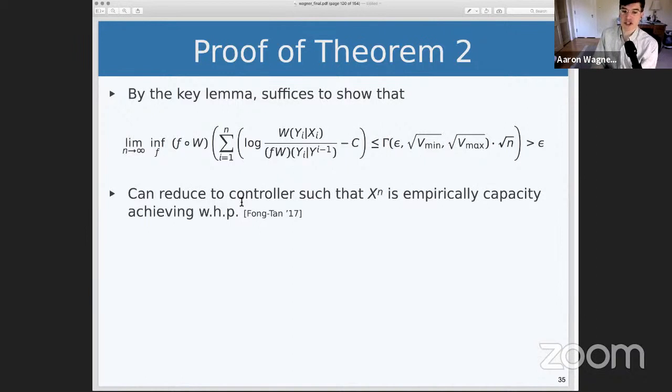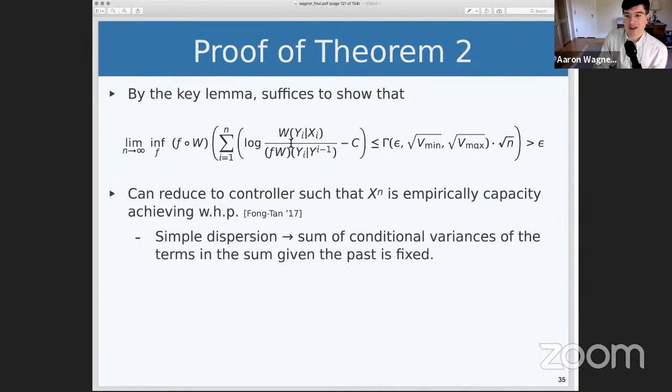But the bottom line is we can restrict attention to F so that the X process is empirically capacity achieving with high probability. Okay, so the empirical distribution of the X string, with high probability is capacity achieving. And if the channel is simple dispersion, and the X process has an empirical distribution that's capacity achieving, then the sum of the conditional variances of these terms here, given the past, is fixed. And so there's just no timid bold game to play here because, at one particular time, you might be able to kind of choose a high variance or low variance thing, okay, but over the course of the entire block, it's all got to add up to the same thing in the end.